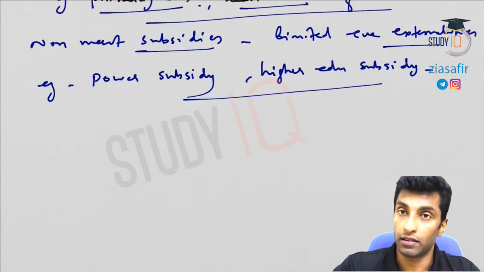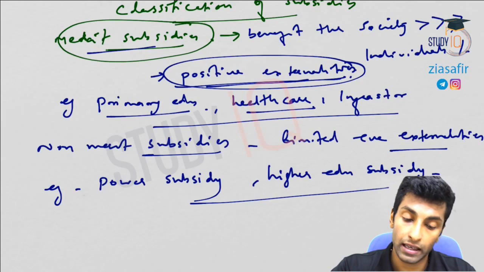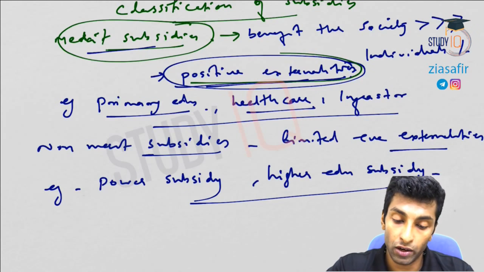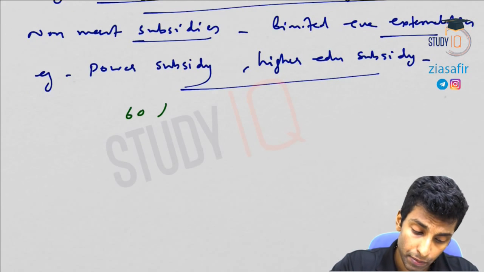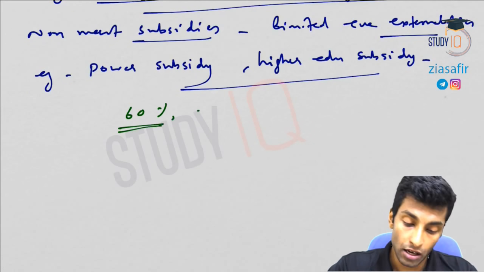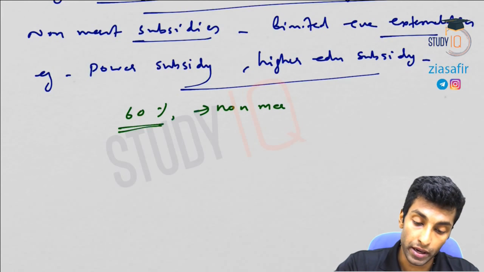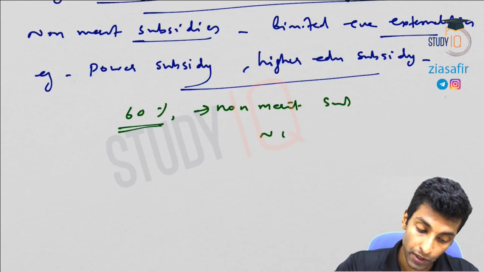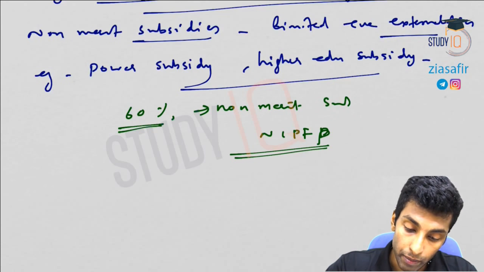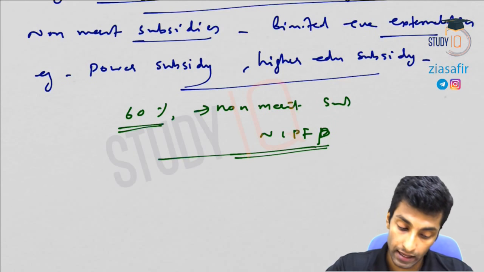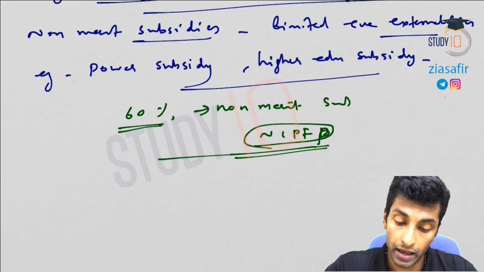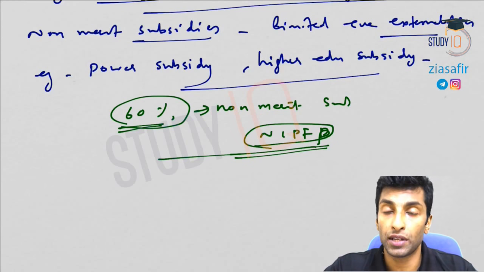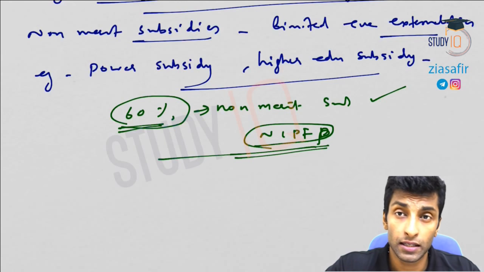So which one is better? Obviously merit subsidies are better. The name itself will tell you, and this also tells you significant positive externalities. But in India, 60% of the subsidies are going as non-merit subsidy as per NIPFP, the National Institute of Public Finance and Policy. That is one of the most important problems with respect to subsidies.